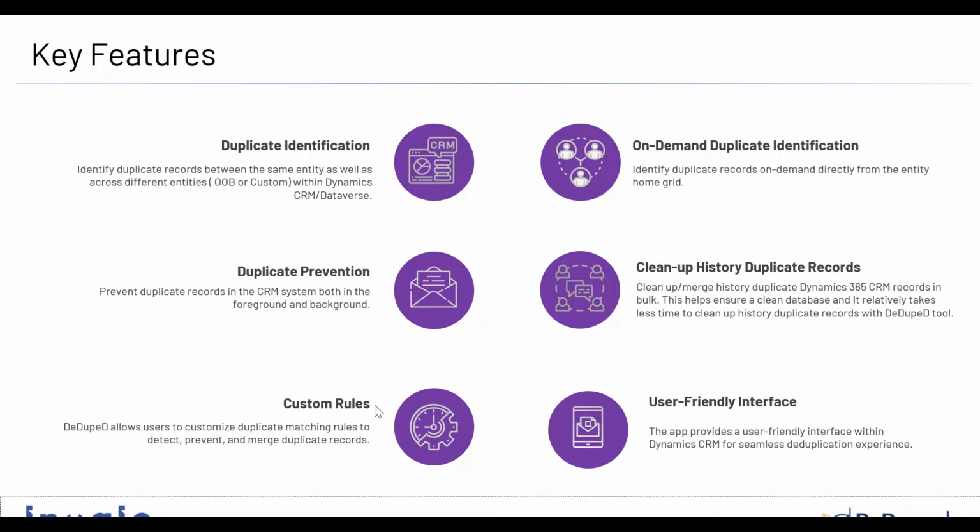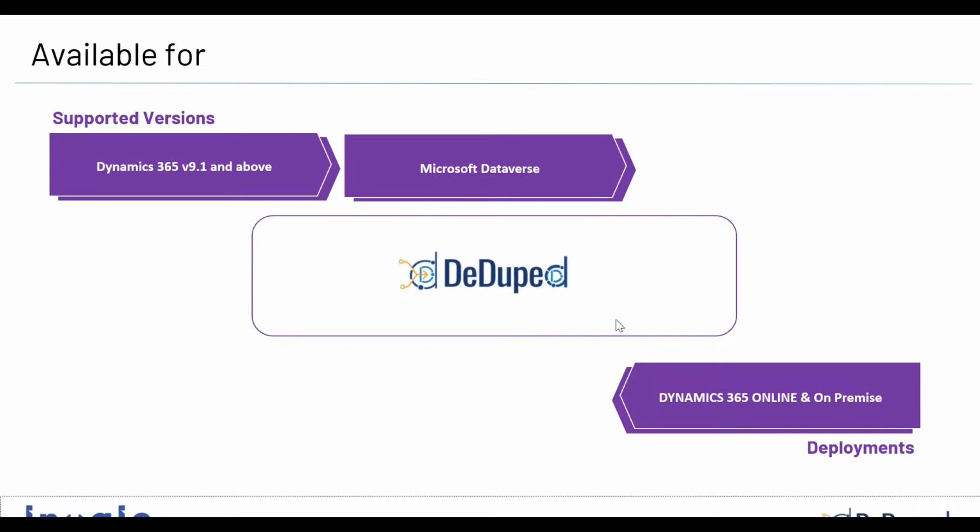In terms of rules, you can define which record to term as master data and which to be subordinate in order to have smooth functioning. And when I say user friendly interface, like I have shown you in terms of the tools, everything is just within the CRM. You don't have to navigate around to search for your duplicates. It's right on the page itself, right? Now, availability of DeDupeD: it is available on Dynamics 365 CRM as well as Microsoft Dataverse, and the deployment is for both online as well as on-premise.